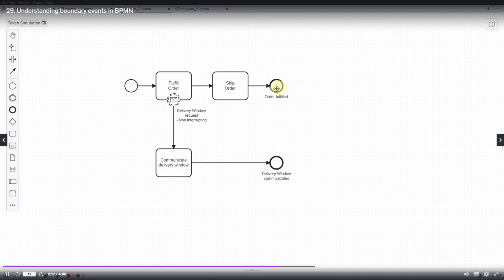Therefore, the following applies to non-interrupting boundary events. These events do not interrupt the activity. They make it possible to start a parallel path in the process while the original activity continues to run. An example could be an event that is triggered when a message is received, but the original activity continues regardless.